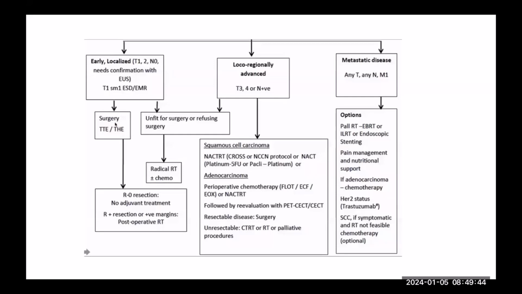And the surgical staging was done for the early localized disease, T1 or T2, which has been confirmed by the EUS, and there is no lymph node involvement. Surgery was the upfront treatment which showed the benefit. If it is an R0 resection, there is no need of any adjuvant treatment, which was previously stated.